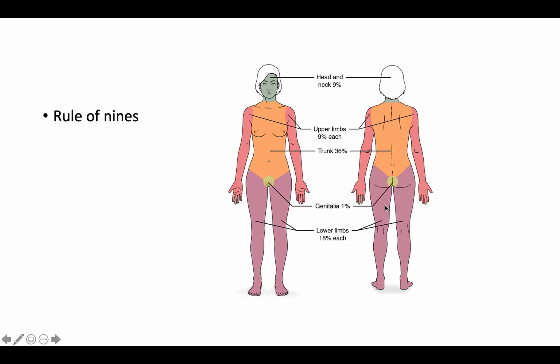And so if you look at these, they're all divisible by 9. So if the head, the front and the back of the head together, are 9%, the chest and the belly are together 36%. So 18 and 18. Each arm is 4.5%, so 9% for both arms, so 18% for the arms. The genitalia would be 1%, lower limbs 18% each, so 36%, and all of it making up 100%.